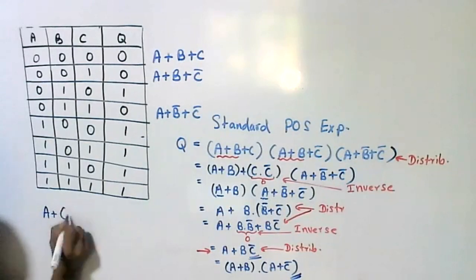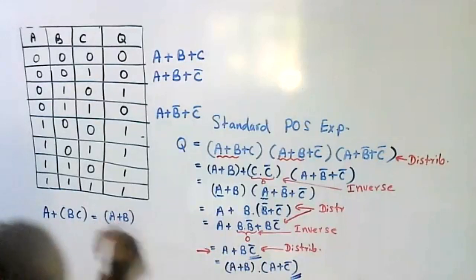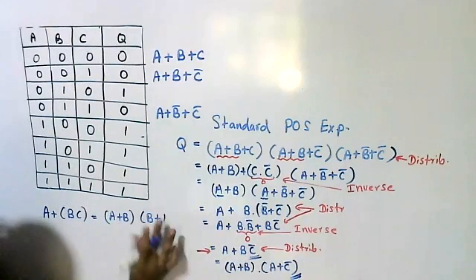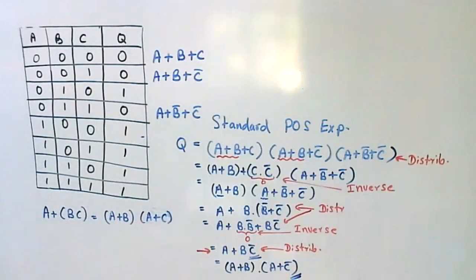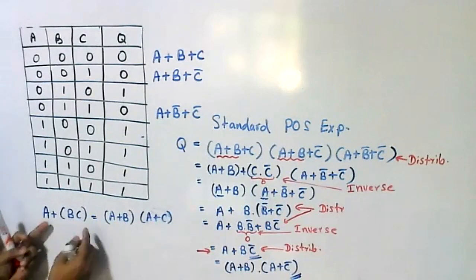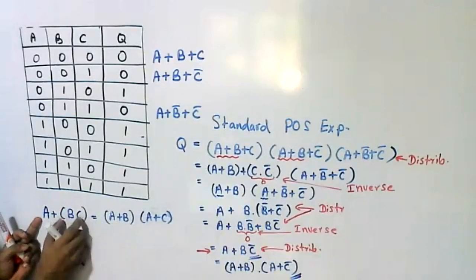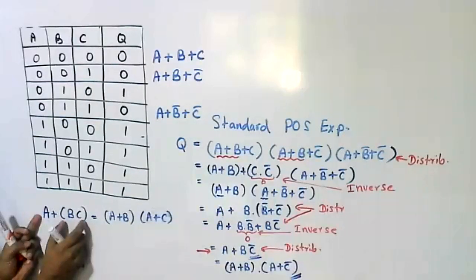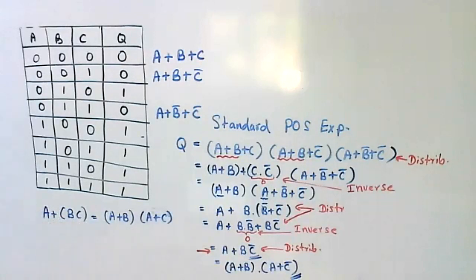For example, A plus BC equals, we know, A plus B into A plus C. This is the distributive law. So if we take the common part out and keep the others inside, that means multiplying. So this is also the distributive law. Even if we multiply this and get the answer, it is also the distributive law. Convert this one into this one, and this one into this one. Both are the distributive law.